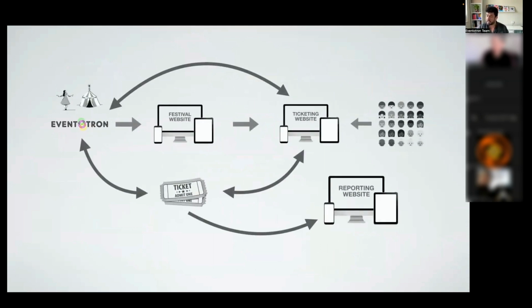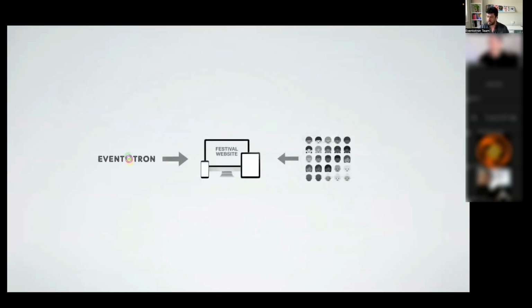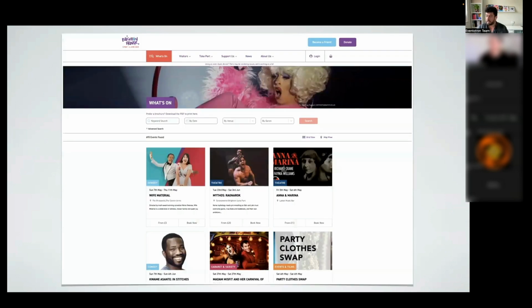One of the key things about Super Simple Box Office is it's built into Eventotron, and it stops this situation you see here, where you've got loads of different websites, a different box office, and a reporting website, all trying to talk to each other, and you end up with a much simpler situation where Eventotron talks to your website, and your website talks to your customers.